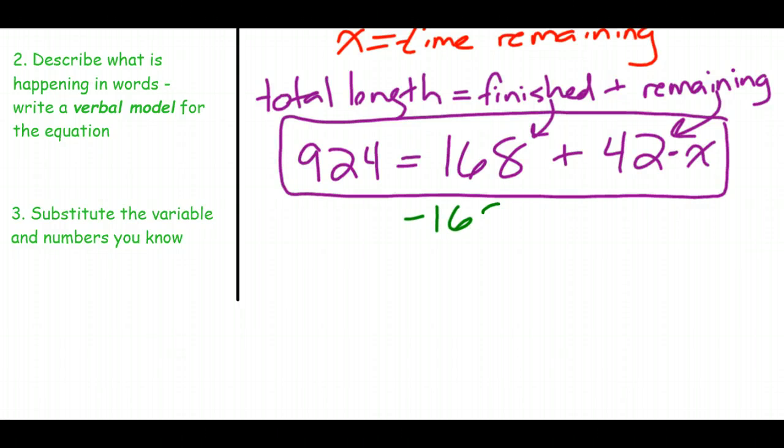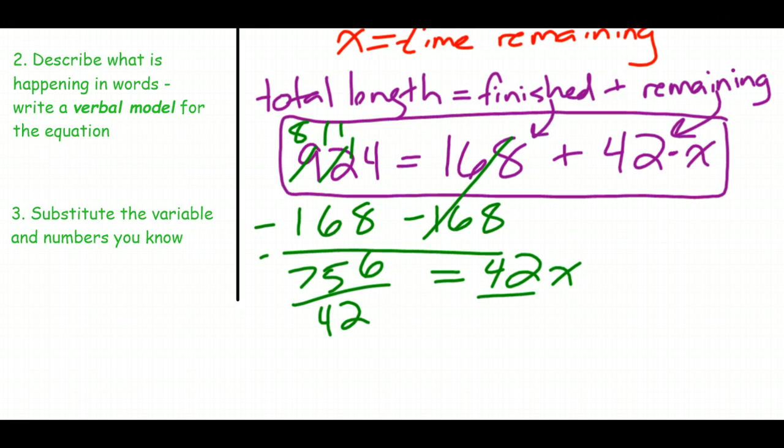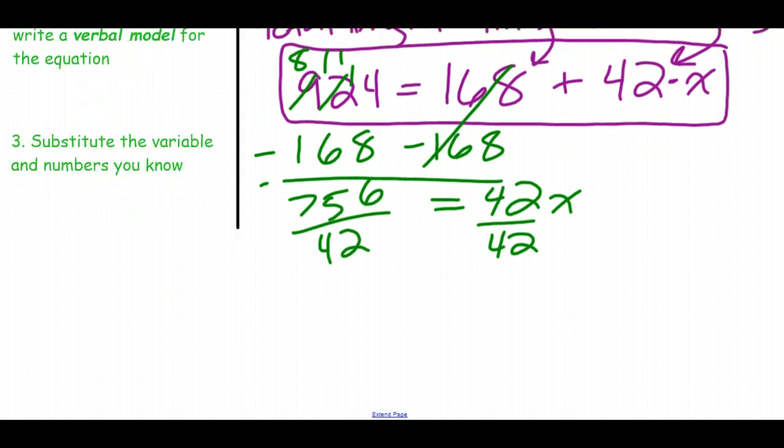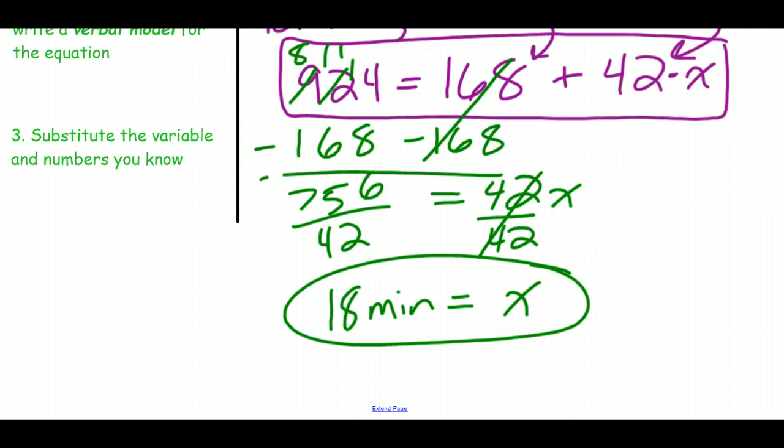Now if we subtract 168 from both sides, that will cancel. Do the math here, that is a 6. 756 is equal to 42x. Divide both sides by 42. We will have an x left on the left-hand side. And when we do the actual division for 756 divided by 42, we end up with 18. So 18 minutes is how much time he has remaining.